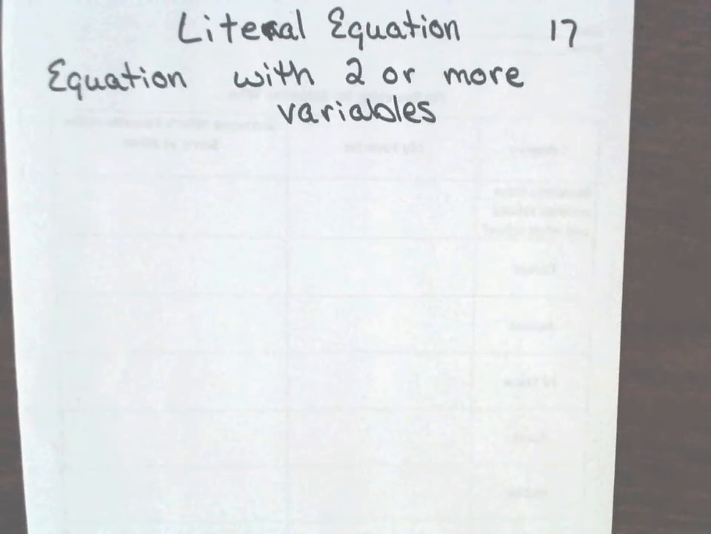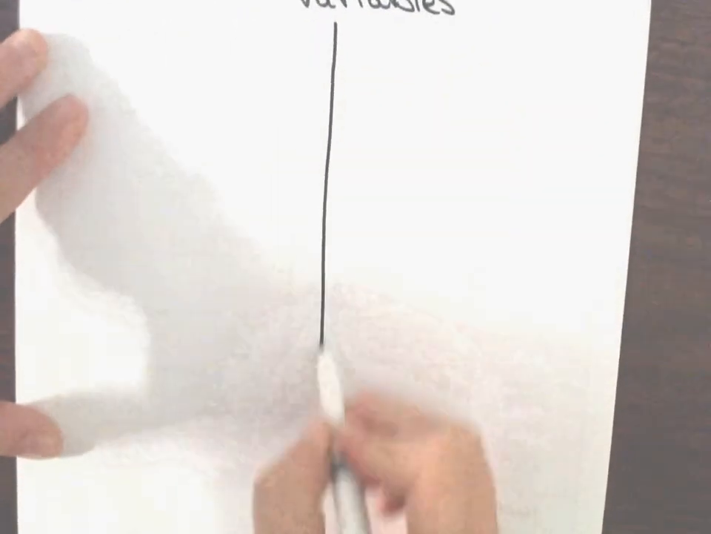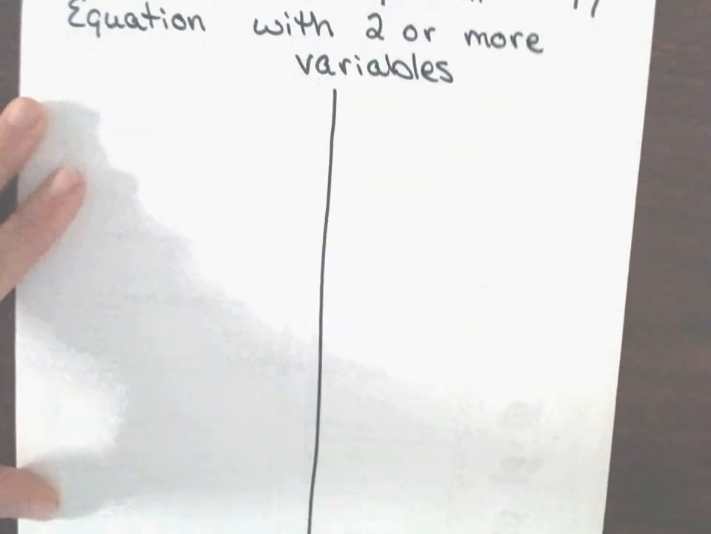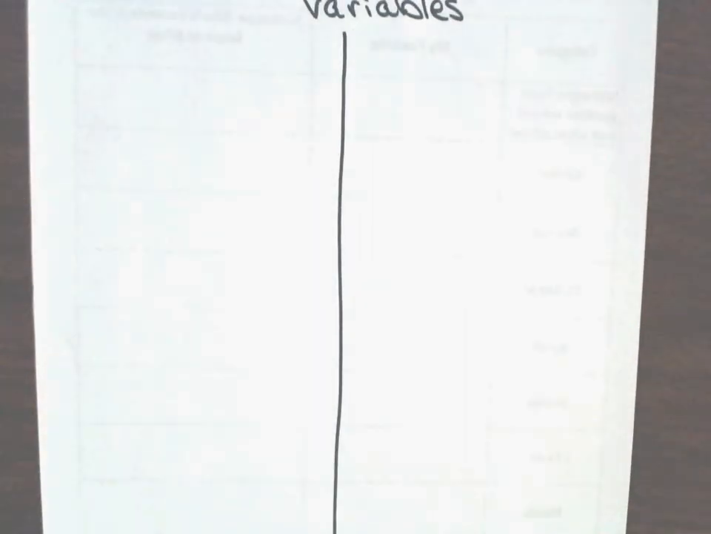Okay, so what I'm going to do here, and I recommend, is divide this paper in half. I'm going to draw a line right down the middle of it. And on the left side, I'm going to have my equations that you guys already know how to solve. It's on 17. And on the right side, I'm going to put an equivalent literal equation.